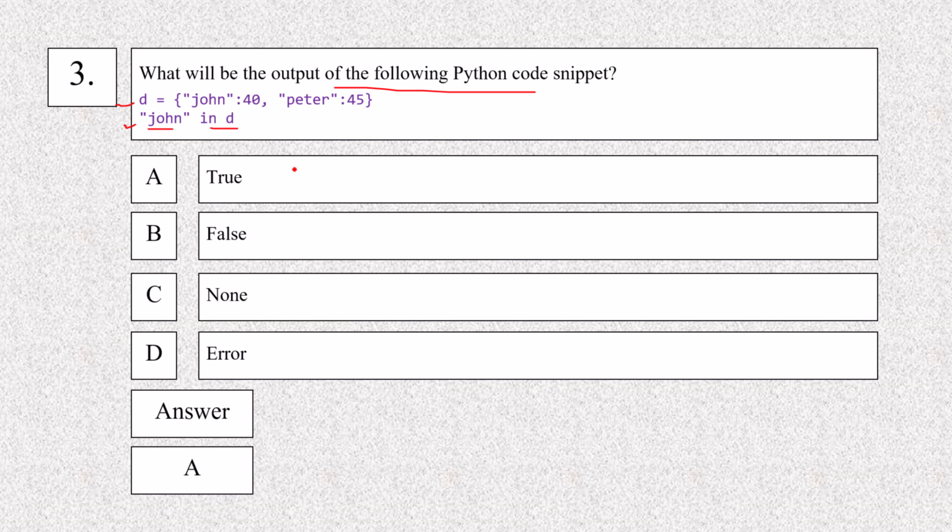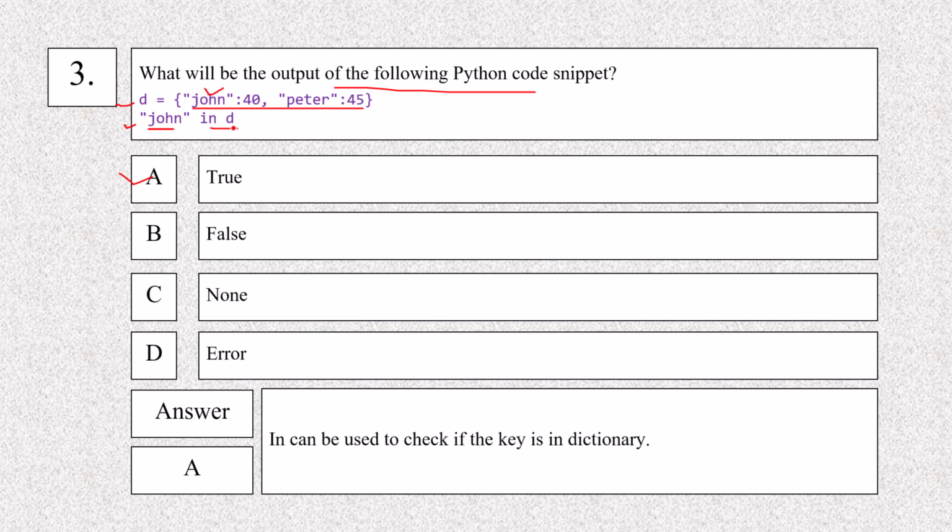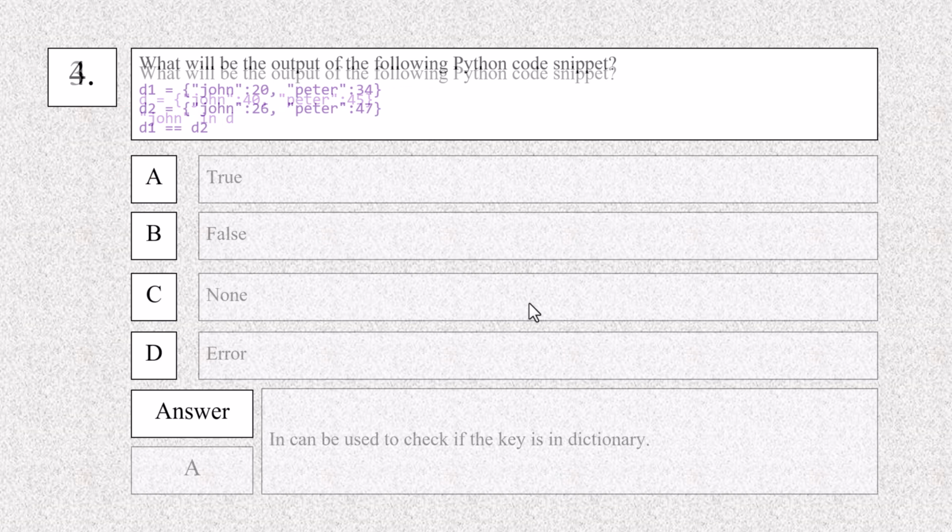The correct answer will be option A, that is true, because John is present in this dictionary. So that is why the value of this code will be true. Here you can see that we have the keyword in, and in can be used to check if the key is in the dictionary or not. The key John is present in our dictionary, so that is why option A is the correct answer. Now we'll go to the next question.